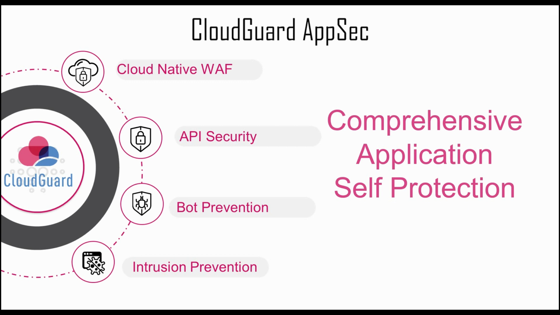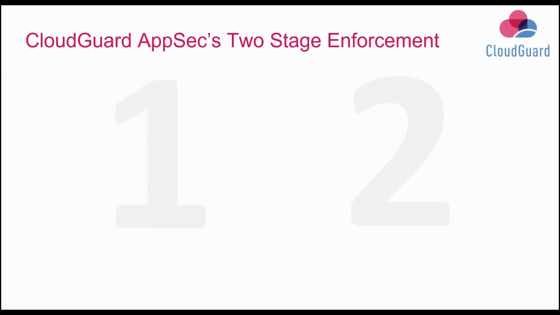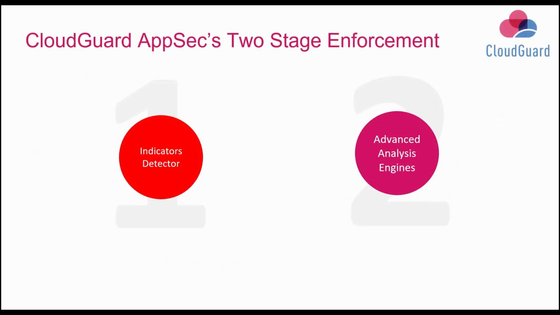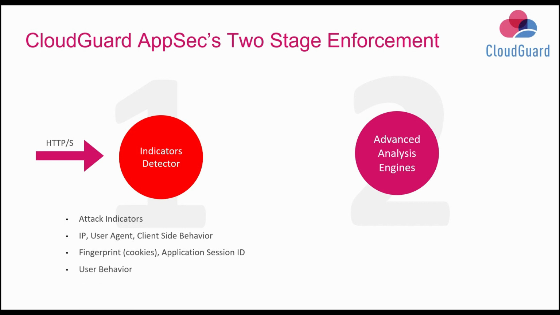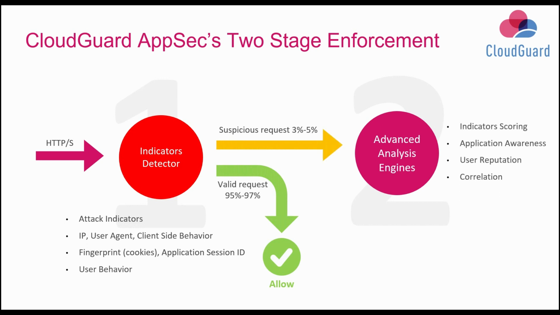CloudGuard AppSec is a modern application security solution that offers multi-dimensional security analysis that is fully automated with very minimal policy administration. It uses a two-stage enforcement. In the first stage, it is looking at attack indicators like IPs, client-side and user behavior, cookies, and the application session ID. If any of these indicate a suspicious request, it moves on to multiple machine learning engines. It'll then correlate the findings of all of these engines to determine whether to allow or prevent the request.